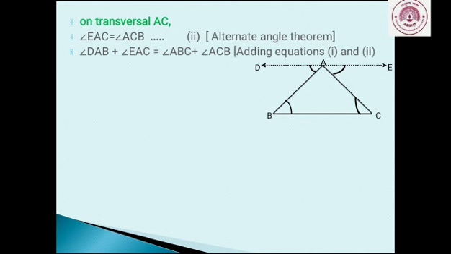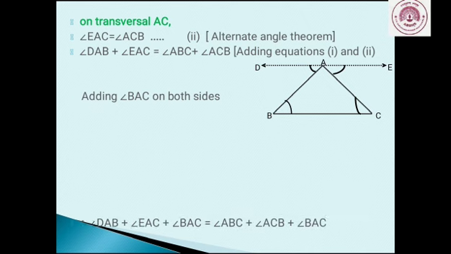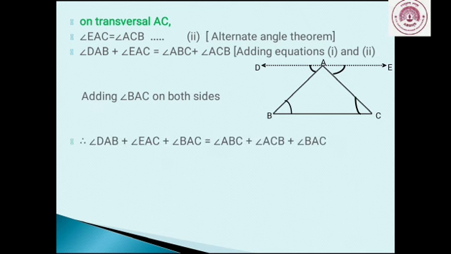See the right hand side of the above equation, we have angle ABC plus angle ACB. So only angle BAC is left for the sum of all angles of triangle ABC. So therefore adding angle BAC on both sides of the above equation, we get angle DAB plus angle EAC plus angle BAC equals angle ABC plus angle ACB plus angle BAC.